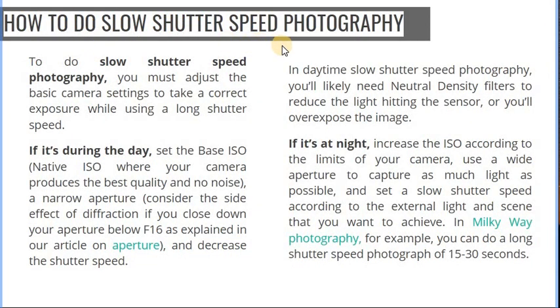Yan. How to do a slow shutter speed in photography. So, to do slow shutter speed photography, you must adjust the basic camera settings to take a correct exposure while using a long shutter speed. If it's during the day, makinig kayo ha, kasi ito yung magiging activity nyo.